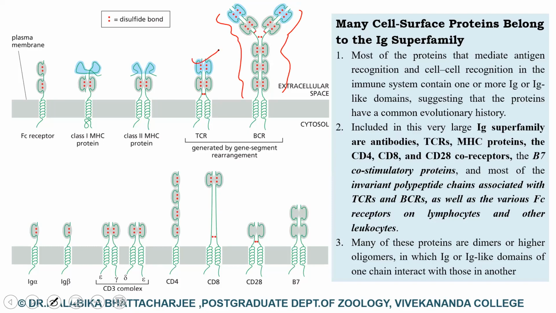Now, if you compare a T cell receptor, you see the similarity between an immunoglobulin and a T cell receptor. These structures usually fall under the T cell receptor, the MHC proteins, the CD4 co-receptor, the CD8 co-receptor, the CD28 co-receptor, the B7 co-stimulatory proteins. They all in general fall under this immunoglobulin superfamily.